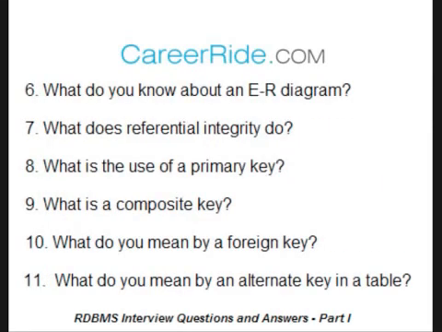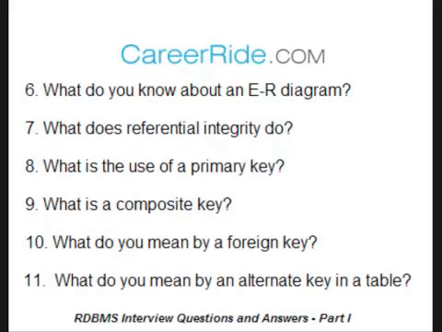What do you know about an ER diagram? ER diagram is entity relationship diagram. When you draw an image of the tables with relationships between them while designing the databases, the graphical representation of database tables is referred to as an ER diagram.